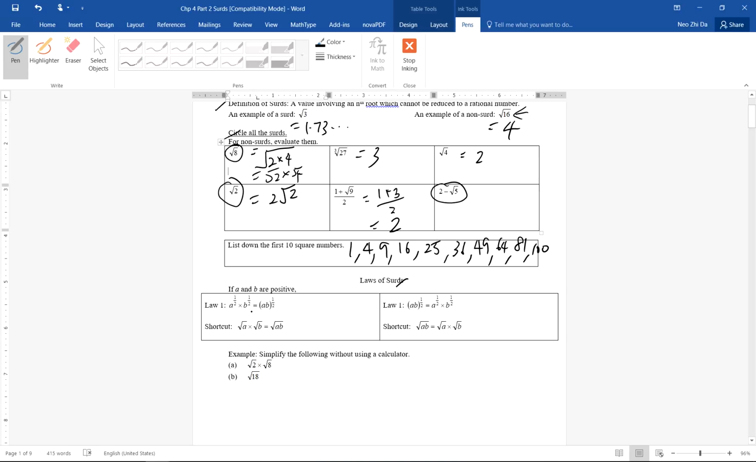So the shortcut: square root a times square root b. From the law of indices, square root a is just a to the power half, and square root b is just b to the power half. Hence the shortcut is that these two square roots can be merged to become square root of a times b. And vice versa, if you have square root of a times b, a good example is square root 8, which is square root 2 times 4. You can break them up to become square root 2 times square root 4, then continue from there like what I've done.